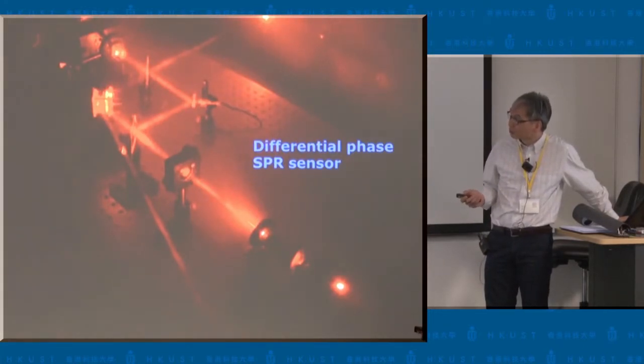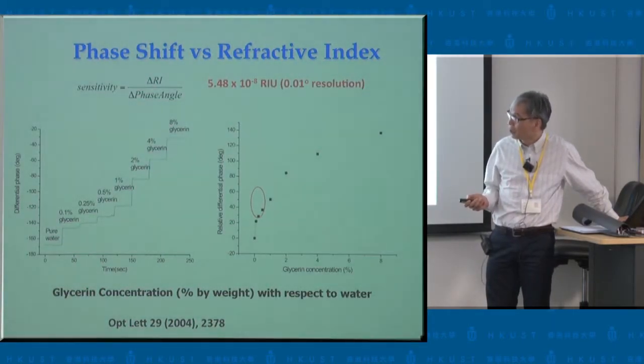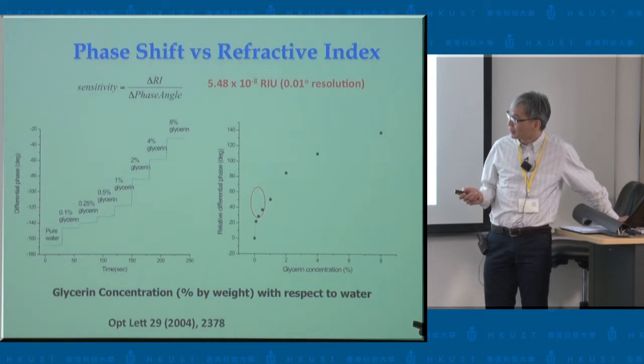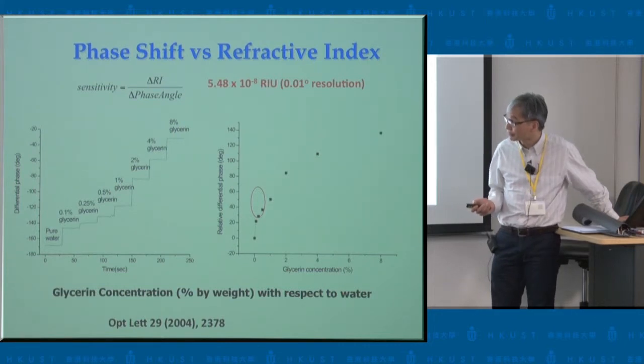So this is our setup in the lab, and this is the result, which really confirms that we are getting 10 to the minus 8 refractive index unit regime with water-glycerin mixtures of different concentration levels.